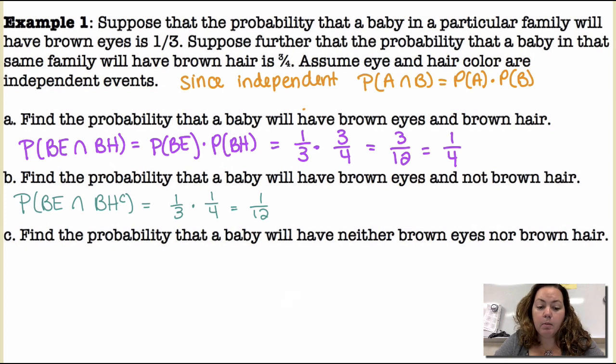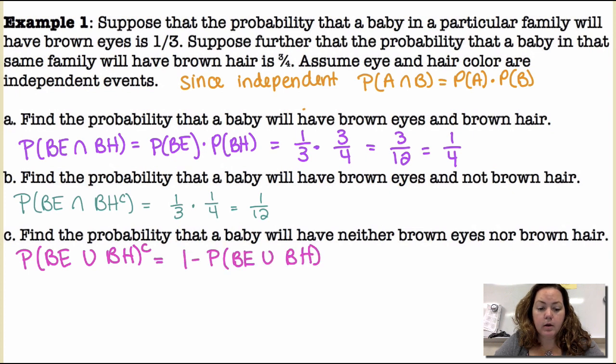Part C says find the probability that a baby will have neither brown eyes nor brown hair. All right, this one is a little bit more complicated. So this is the complement of the probability of brown eyes or brown hair. So not brown eyes or brown hair, they'll have neither nor. So this is 1 minus the probability that they do have brown eyes or they have brown hair.